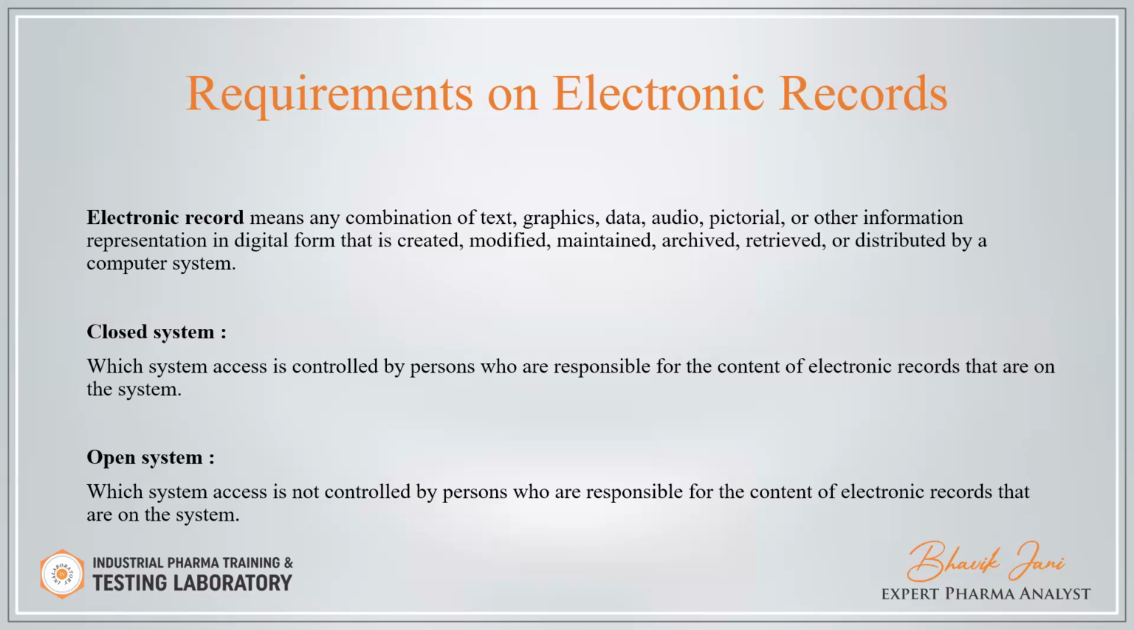And an open system is one whose access is not controlled by the persons who are responsible for the content of the electronic records on the system. It means each and every activity is not controlled by the person. Like there is no user creation activity in the software, there is no access right in the software, or there is no control on the deletion or rename of the file. So it's called an open system.